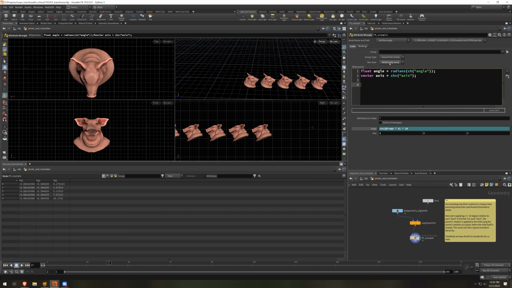And what that means is that we're going to solve this as a detail wrangle, and we're going to use a for loop to iterate over every point in order. Because if you use this as a point wrangle, point wrangles are threaded, they run in parallel. You have no control over who goes first. So just trying to explain why that's happening there.